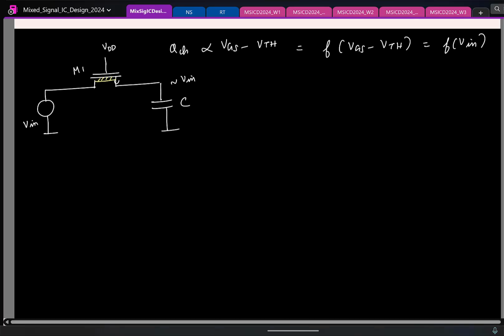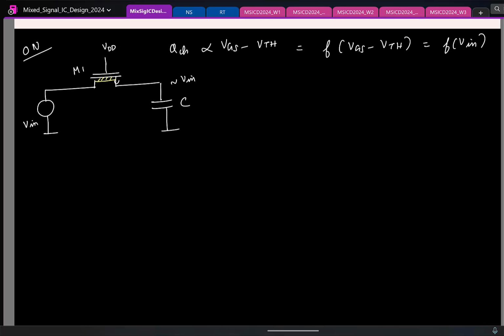So the mere fact that the channel charge is a nonlinear function of the input is not a problem, as long as this charge is not affecting me anyhow. But this is the state of the circuit when the MOSFET is on. Now let us say I turn it off.